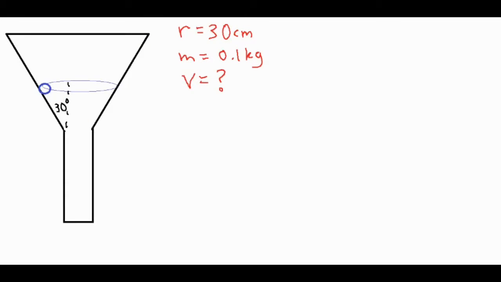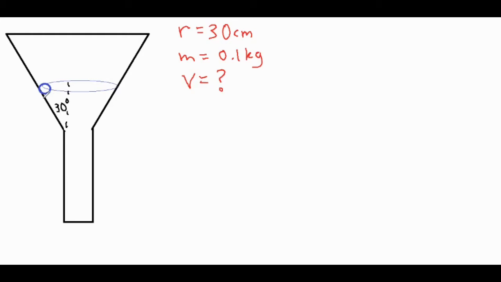In this video, we're going to be taking a look at a circular motion funnel problem where we have a small 0.1 kilogram object that is going around a circle with a radius of 30 centimeters at that particular part of the funnel. And what we're going to do is solve for the velocity as it is completing the circular path at that portion of the funnel. So we have one angle to work with over here.